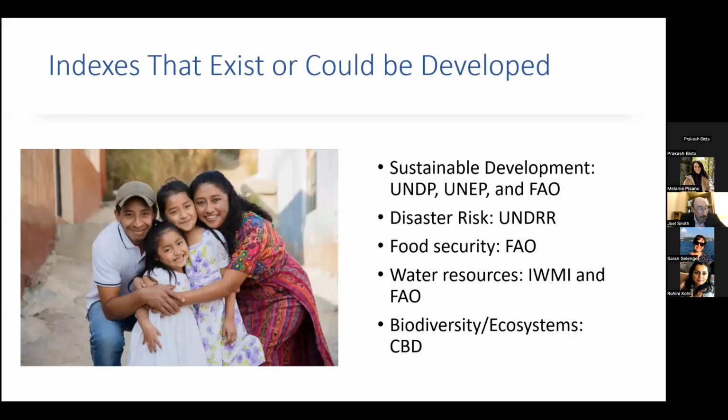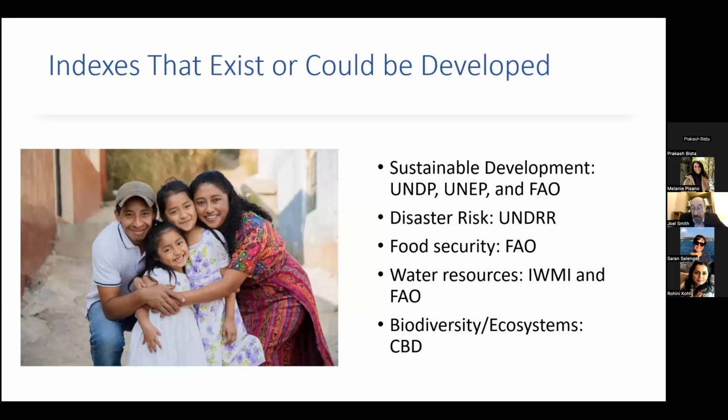Now, the indices that could be developed, we're suggesting that over coming years there could be measures of a sustainable development index, which again could combine a number of sustainable development goals. This could be developed by UNDP, UNEP, FAO. There could be a disaster risk index that could be developed by UNDRR. Food security, FAO is already working on this. Water resources, Aquastat is a start, but FAO might work with the International Water Management Institute to develop an index, in other words, to combine metrics in a way that gives a single result.